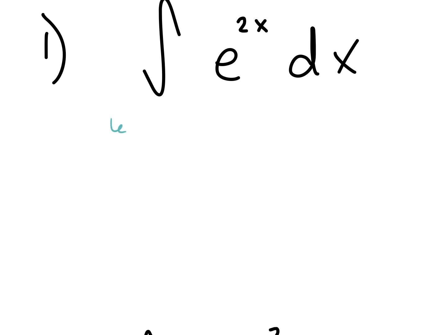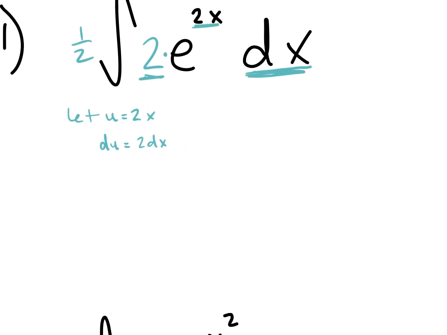So let's let u be our exponent, 2x. So what would du have to equal? 2 dx. Perfect. So I've got a dx there. I need to put a 2 in here so I can multiply by a 2. But if I multiply by 2, what else do I have to do? Put a 1/2 on the outside. Perfect. Got to keep it balanced. If we multiply by a 2, got to also multiply by 1/2. So now 2 dx is going to turn into du, and 2x is going to turn into u. So I have 1/2 times the integral of e to the power of u du.